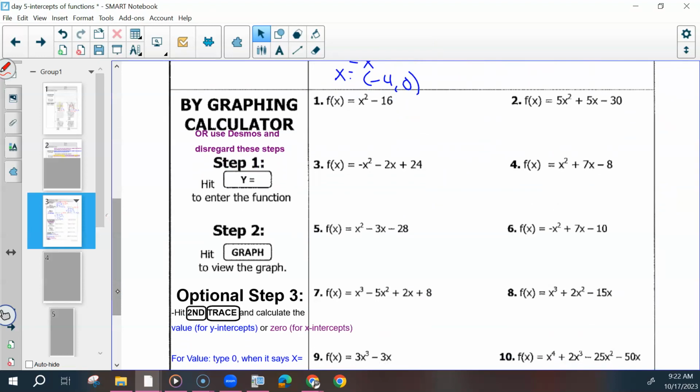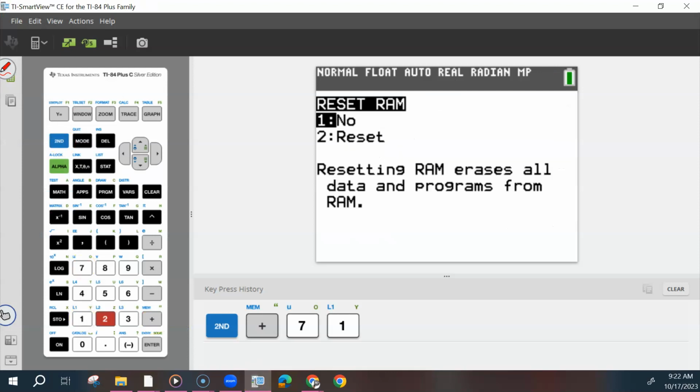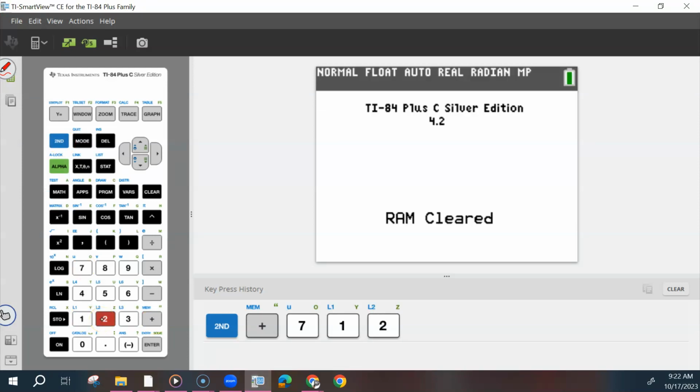So first, let's reset our calculator. 2nd plus 7, 1, 2. Reset our calculator. Do you have your calculator?